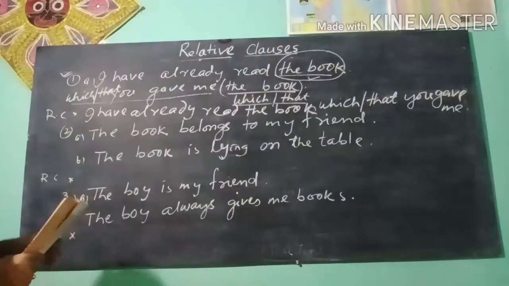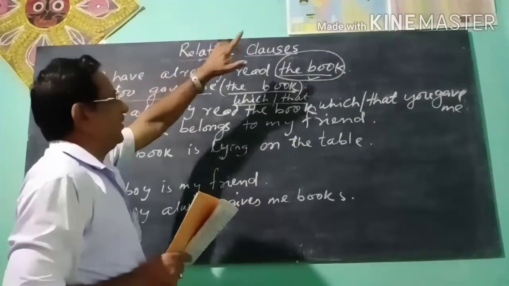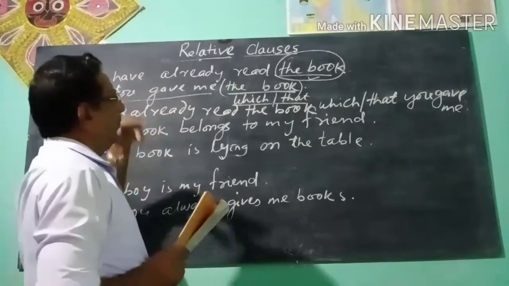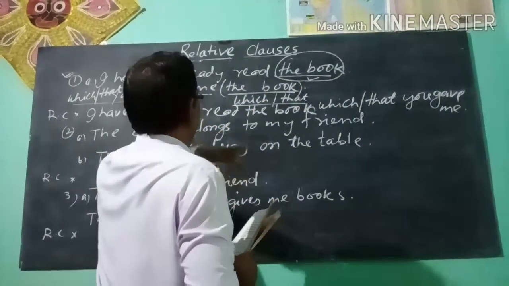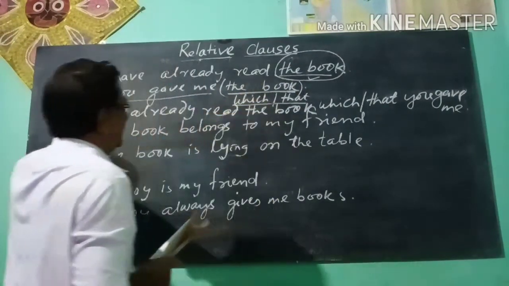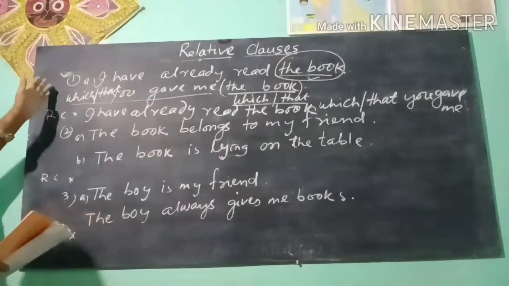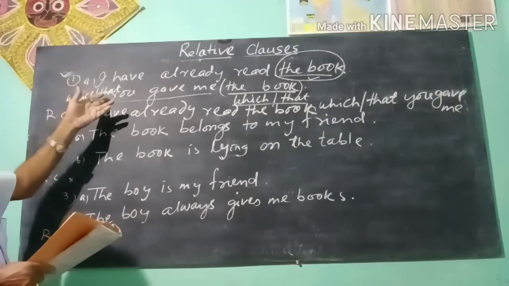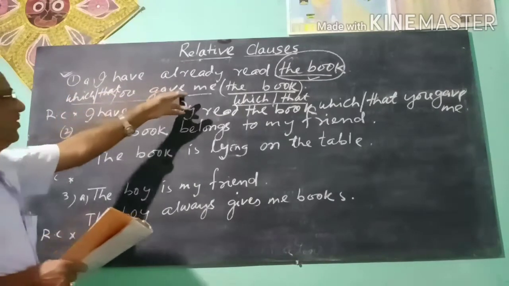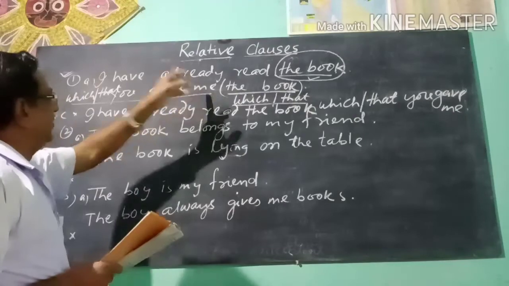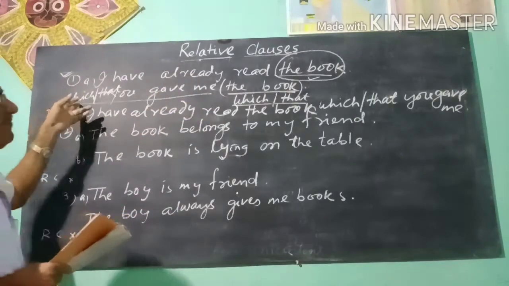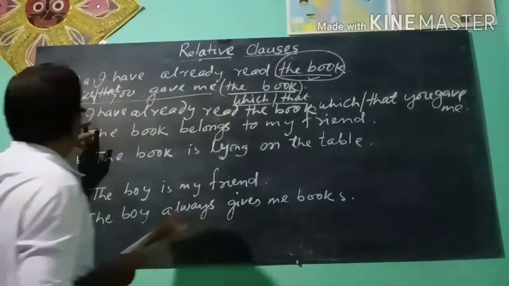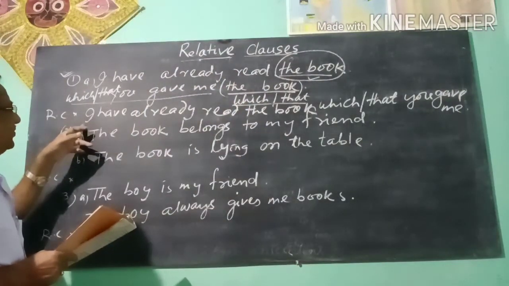Here you see, first you find out the identical noun phrase, then you put the relative pronoun which and that in place of the noun phrase, then you put the relative pronoun at the beginning of the sentence. Now the relative clause is formed, then you put the relative clause after the antecedent. So now we get the relative clause.